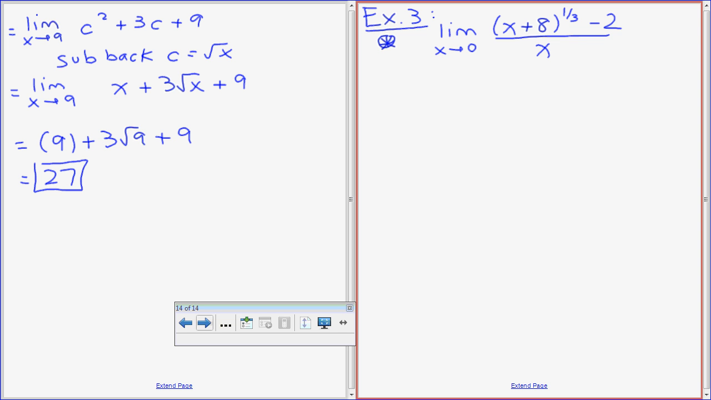So right away, I'm going to set b equals (x plus 8) to the 1/3. Now the problem is I don't really like that, because if I were to set that right away, I end up with b minus 2 over x. And what could I do with that? Well, the answer is nothing. So I'm going to use my algebra skills to isolate x, so I can have a b in the numerator and b in the denominator, if that makes sense.